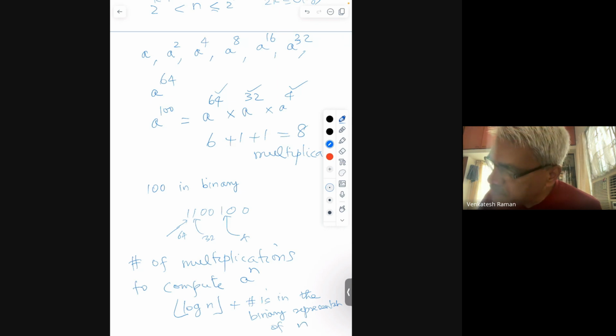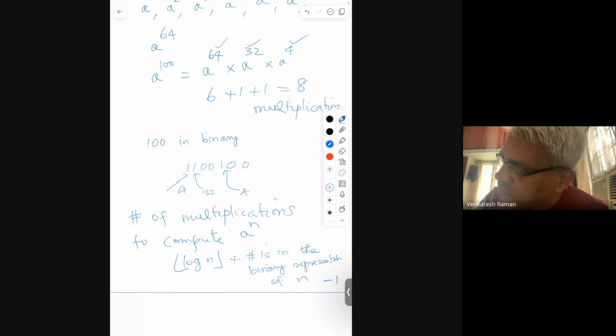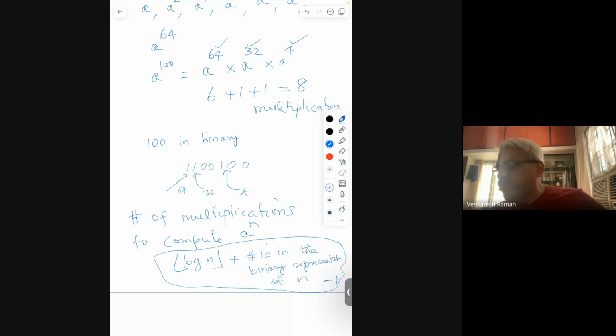Actually, there is a -1 as well. This is an interesting theorem you can see from this description. So why? Because to go from a to a power 64, you made log n multiplications. Log of 100 is 6 point something. So when I round it down, it's 6. So you get 6 multiplications to get to a power 64.